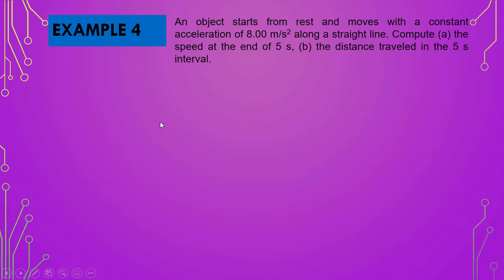Let us look at example 4. An object starts from rest and moves with constant acceleration of 8 meters per second squared along a straight line. Compute A, the speed at the end of 5 seconds, and B, the distance traveled in 5 seconds interval.